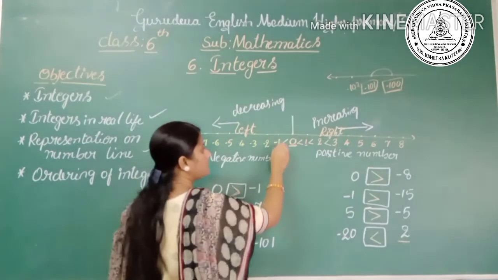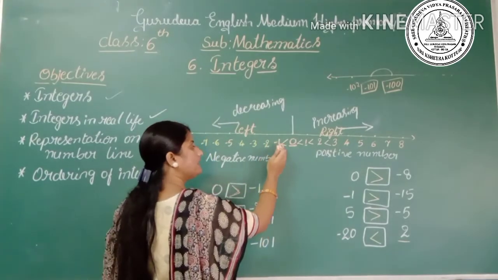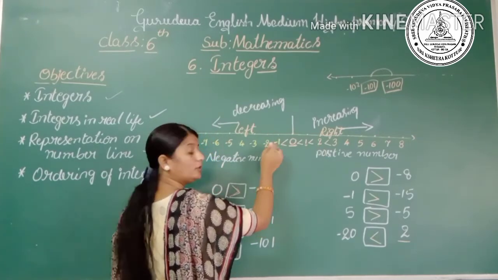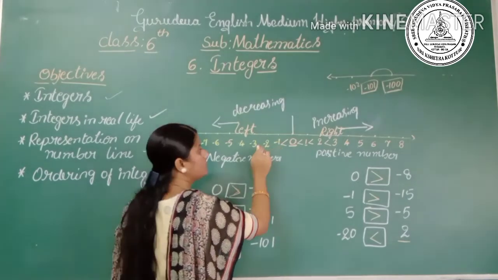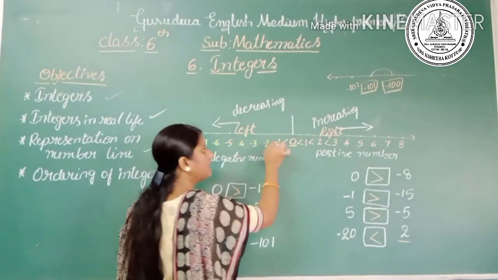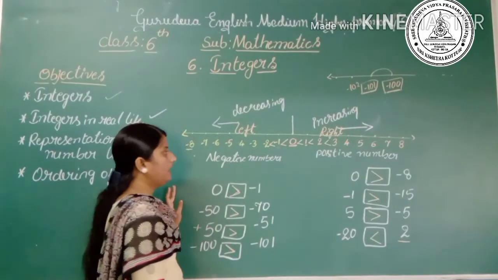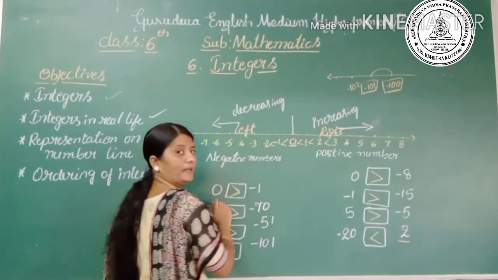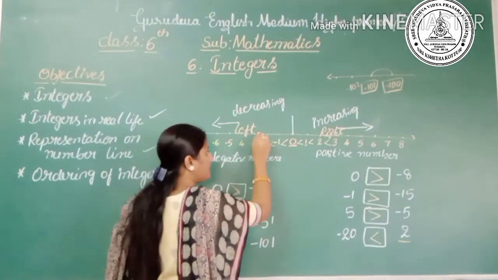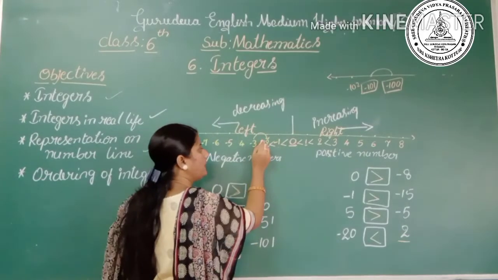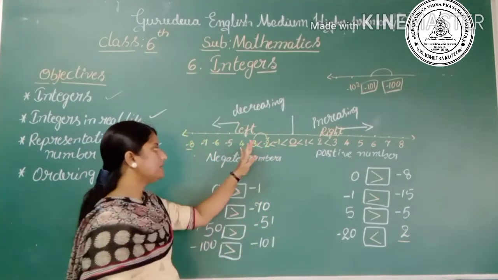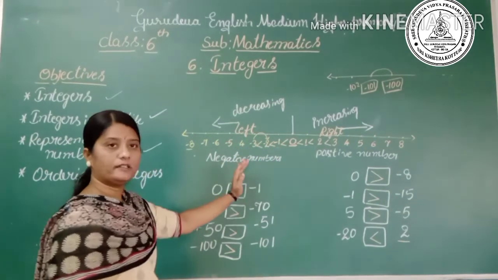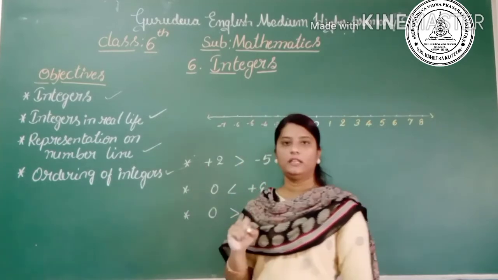Right? Then minus 1 and minus 2. So minus 1 is to the right, and minus 2 is here. So minus 1 is to the right of minus 2. Right? So minus 1 is greater than minus 2. Okay? Then minus 3 and minus 2. So minus 2 is to the right of minus 3. See? So minus 3 is less than minus 2. Okay? Is it clear? So we have learned the ordering of integers.